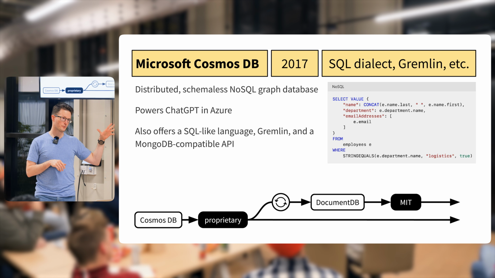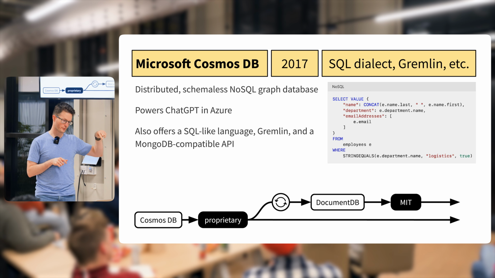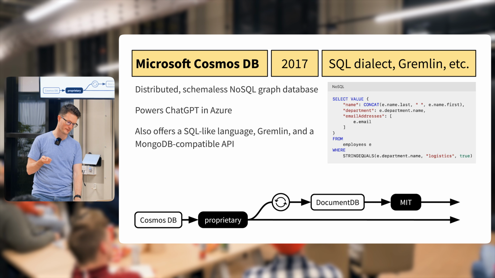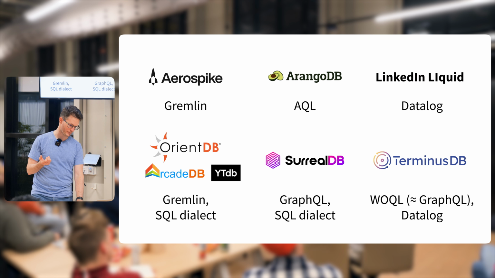It's very close to being something like MongoDB, and this is exemplified by the fact that Microsoft recently forked off parts of the proprietary code and made it open source available under the MIT license, and it's called DocumentDB. So it's kind of a document store.